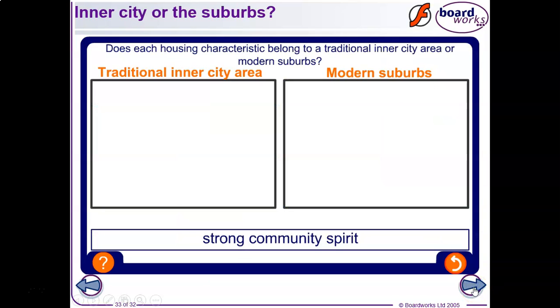Okay, so I want you to do this. I want you to pause this here, and look at whether each housing characteristic belongs to a traditional inner city area or a modern suburb area.